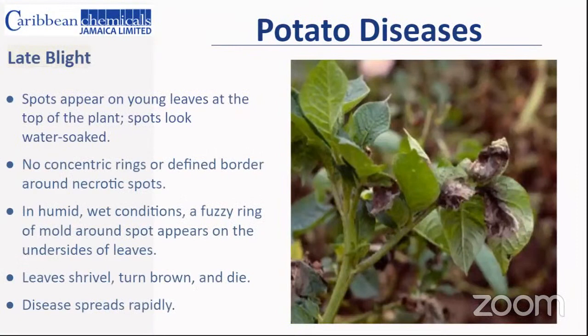The spots may also appear on the younger leaves at the top of the plant, and they'll have a watery, water-soaked look. You'll see non-concentric rings or a defined border around the necrotic spots, and in humid, wet conditions, you might see a fuzzy ring of mold around the spot on the underside of the leaf, if the conditions are very moist, with rain falling and high humidity.